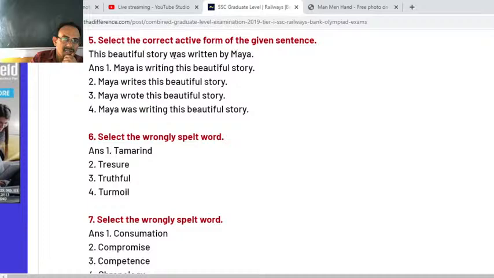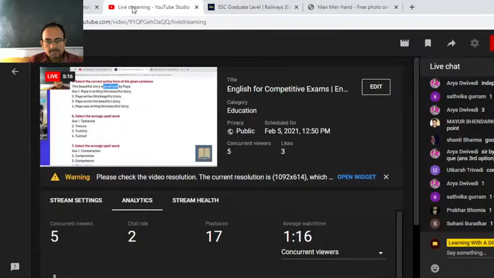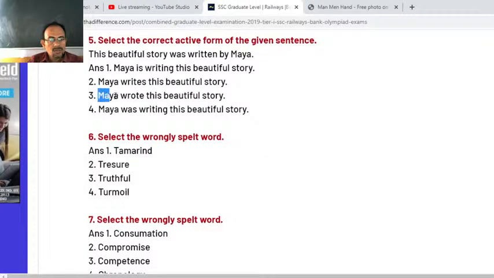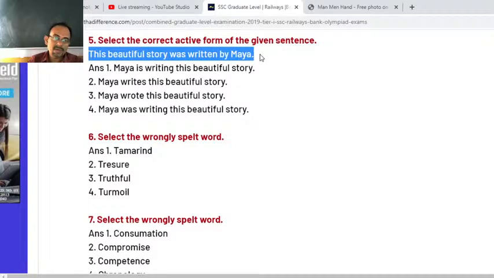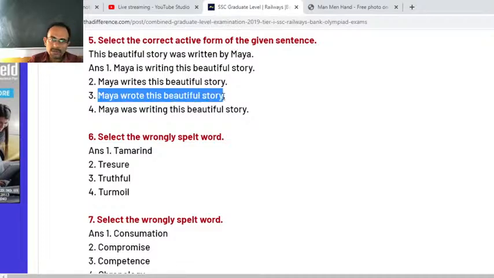So first see the tense. It is written in simple past, was written, past tense passive voice. So you have to find out a past tense structure in active voice. It is number 3, right? Number 3, Maya wrote this beautiful story. So this will be simple past, right?